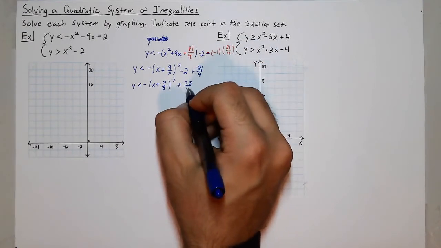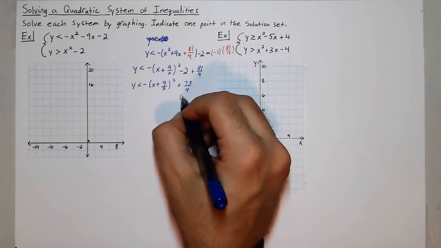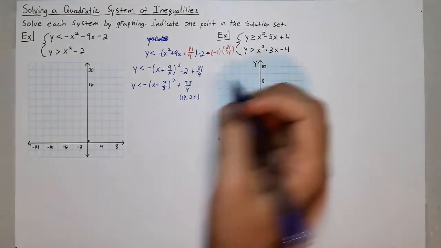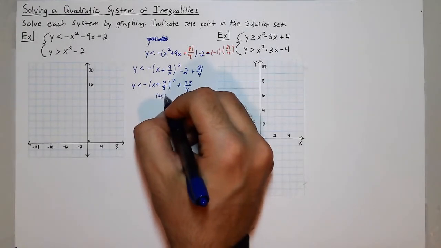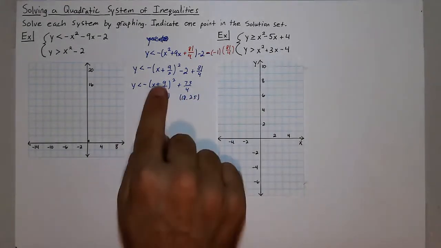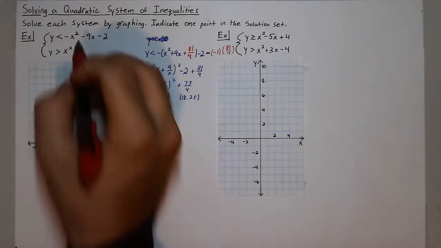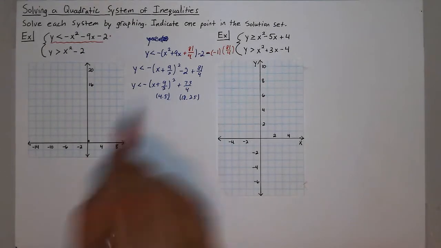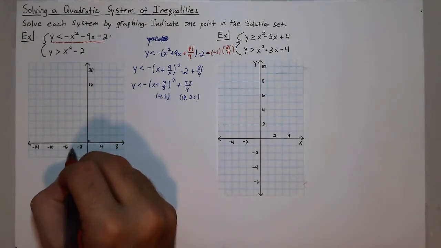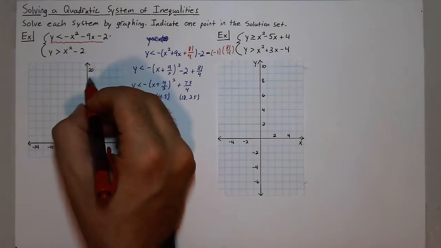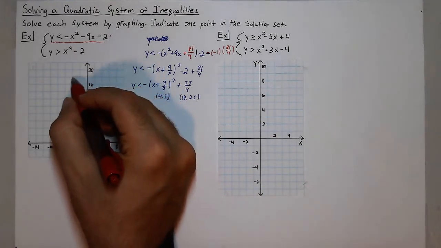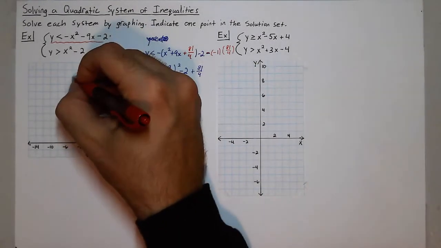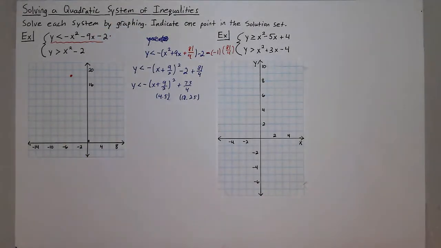So to help me graph, 73 fourths is exactly 18.25, and 9 halves is 4.5. So I'm doing x plus 9 halves, so when I go to graph, I'm going to do this one in red. I'm going to go to negative 4.5, which I'm counting by 2s, so negative 4 is just slightly to the left, and all the way up to 18.25, so 18 here is counted by 2s. It's a little bit above that, so about right there would be where that vertex is.